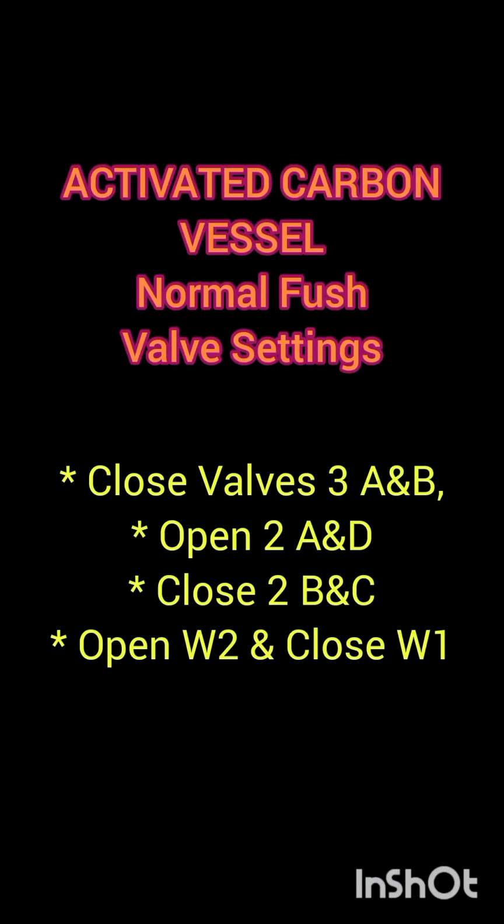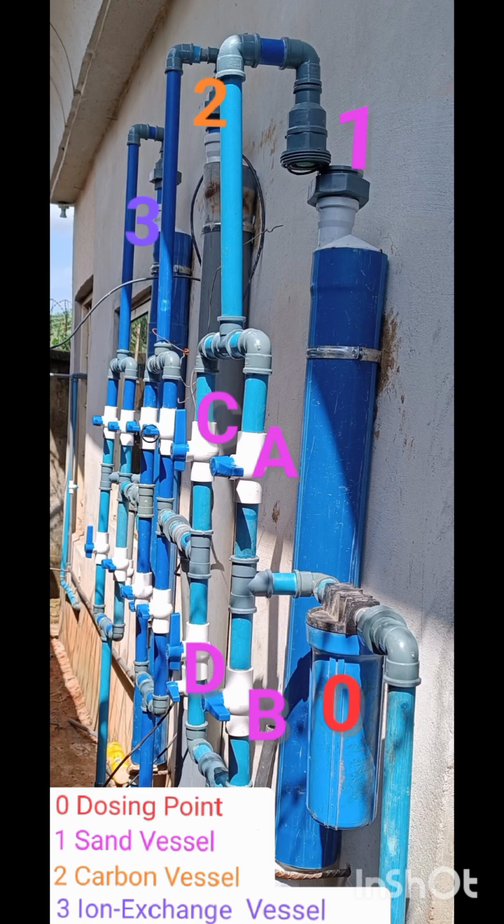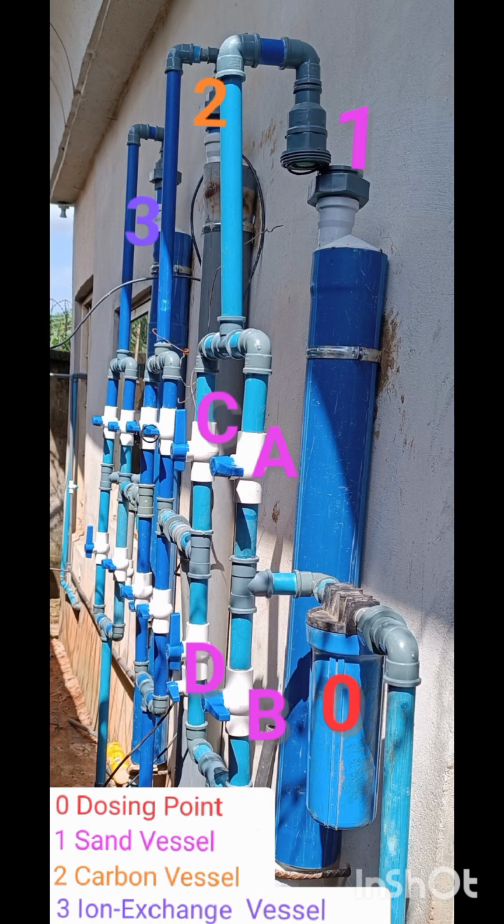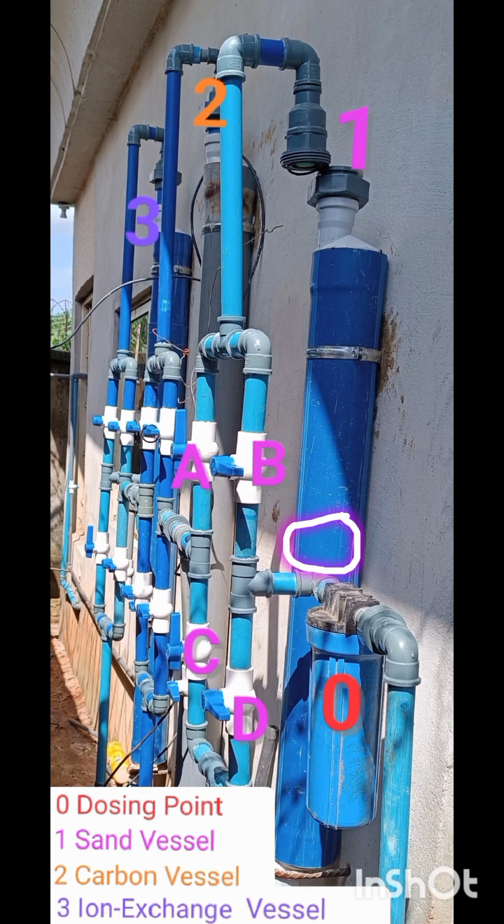For carbon flush, ensure vessel 3's A and B valves are closed. Then open valves 2A and D, close 2B and C, open W2 and close W1. Water flows from the sand through the carbon and waste at W2.